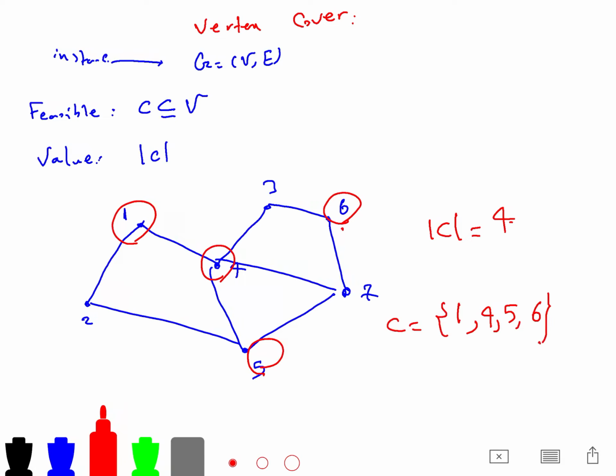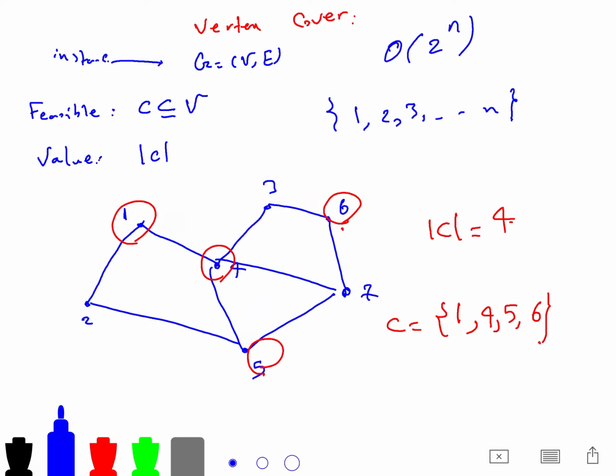So the brute force approach is that you are just selecting 2 to the n different subsets from 1 to 3 till n. And because we are choosing 2 to the n different subsets to check, the complexity is obviously 2 to the n, which is not good. And that's why we try to show you an approximation algorithm for that.